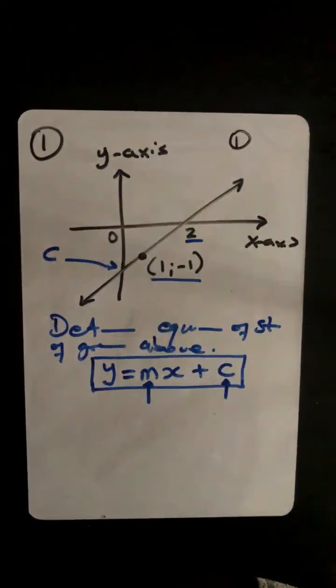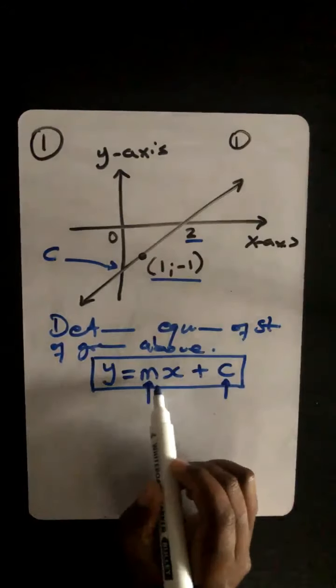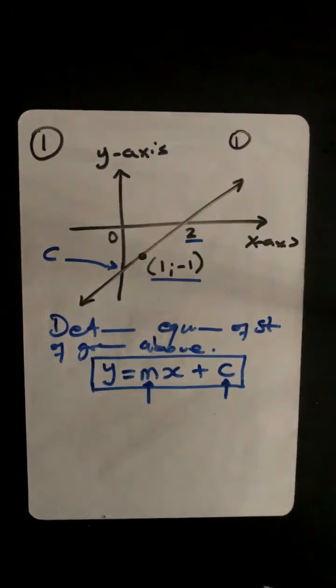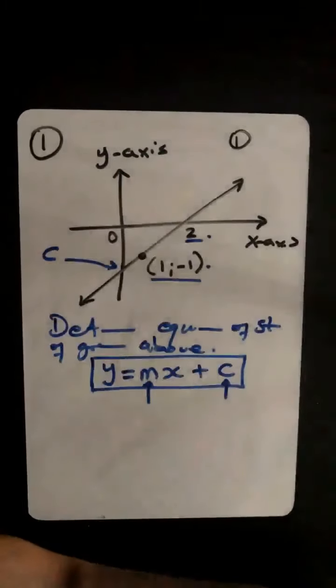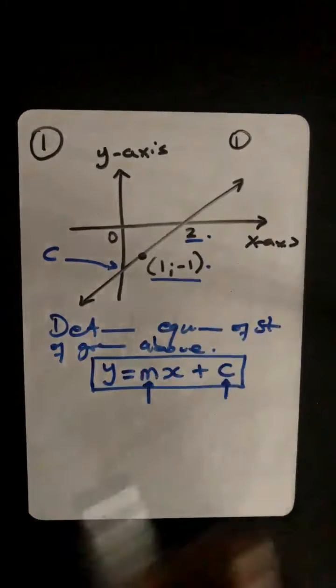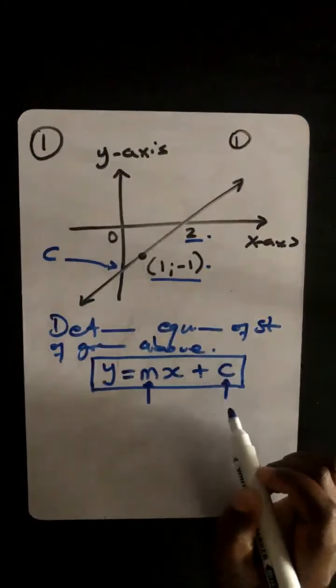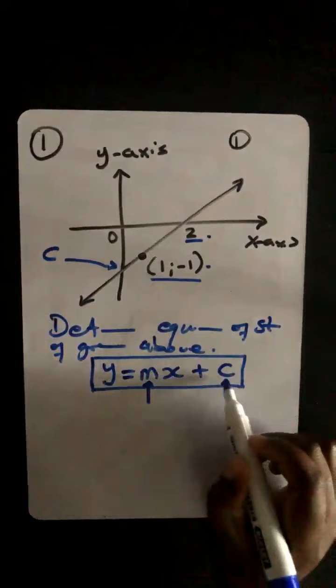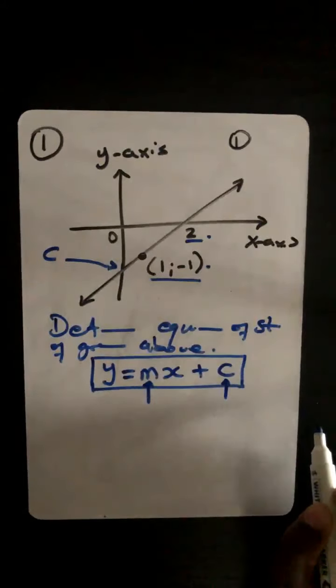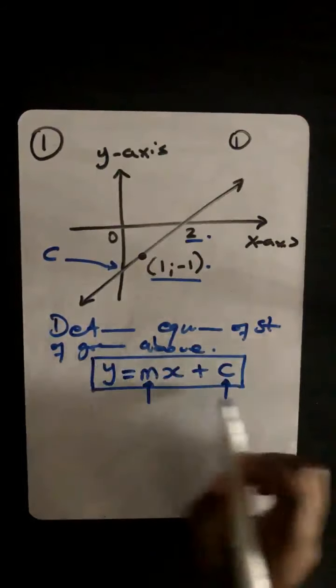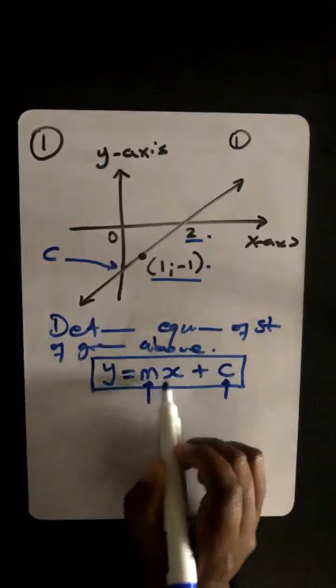Why do you need the 2 points? You need the 2 points in order to find the gradient. As soon as you've got your gradient, you are going to use 1 point between these two. You can use any point to calculate the C value. As soon as you find your gradient and the C value, then you are done with the equation of a straight line. You just need to rewrite it in that form, where you substitute M and C.